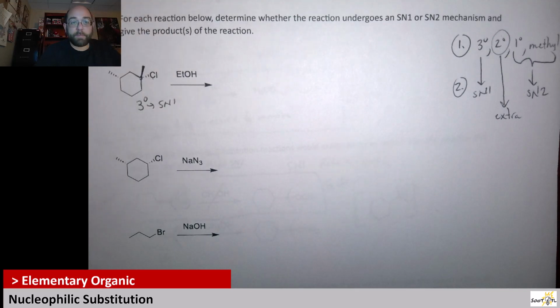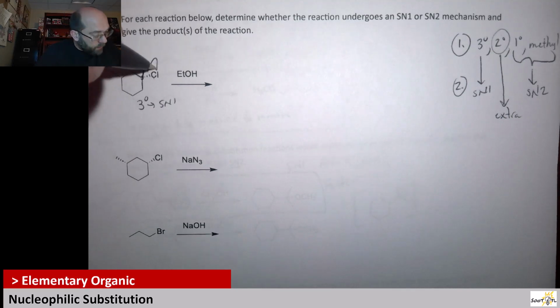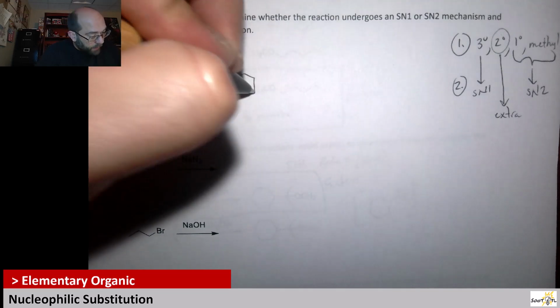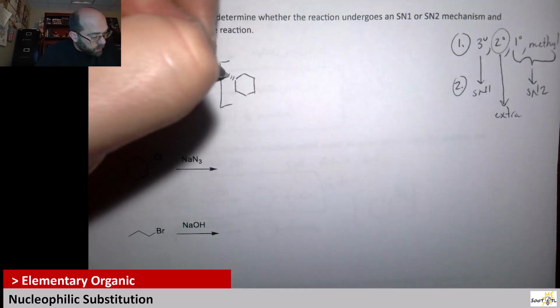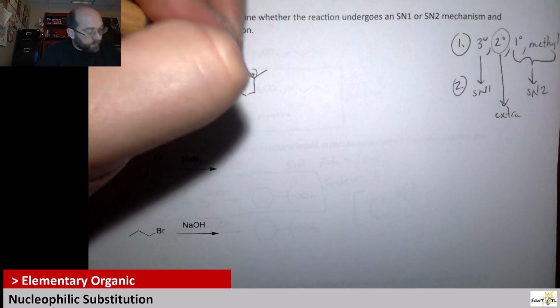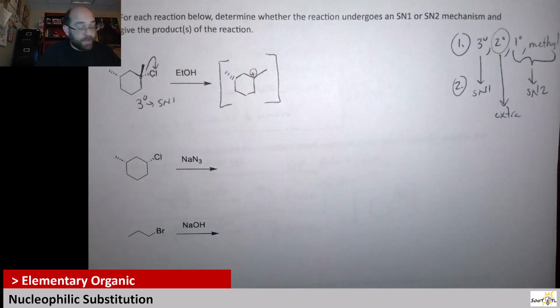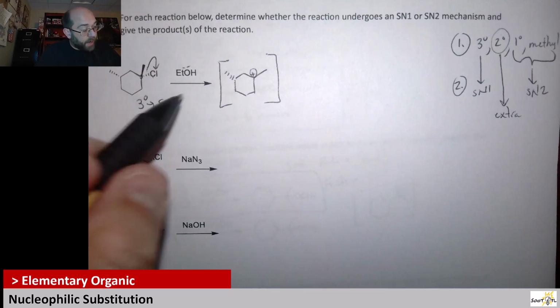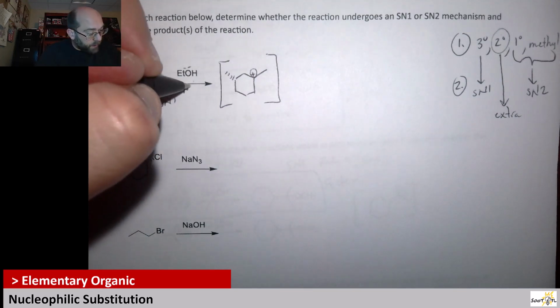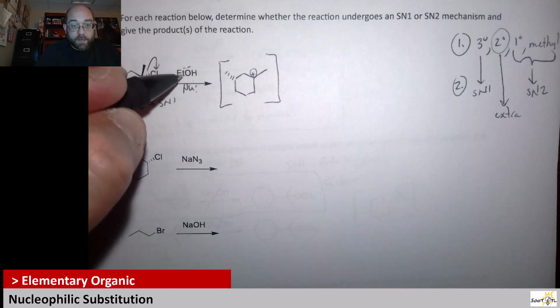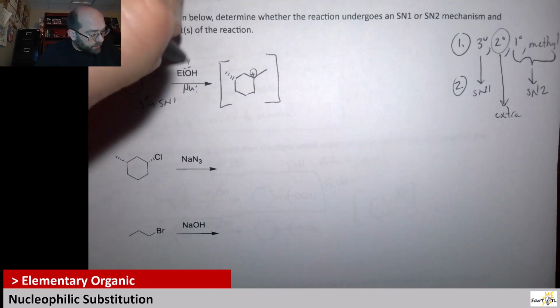So what does that mean? That means in the mechanism for an SN1, the first step is you always create the carbocation. So in order for that to happen, the leaving group's got to go. So the first thing you're going to see in your intermediate here is a tertiary carbocation. Now that you've made that, your nucleophile here, that's our nucleophile, it can attack. And what's going to attack specifically is going to be one of the lone pairs on the oxygen.